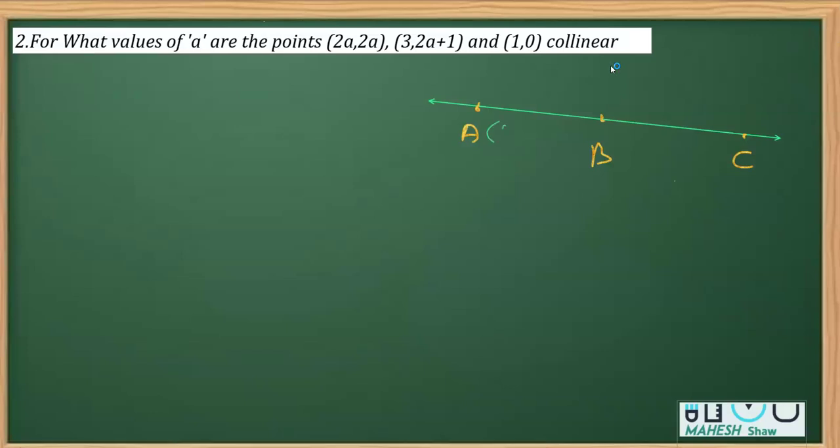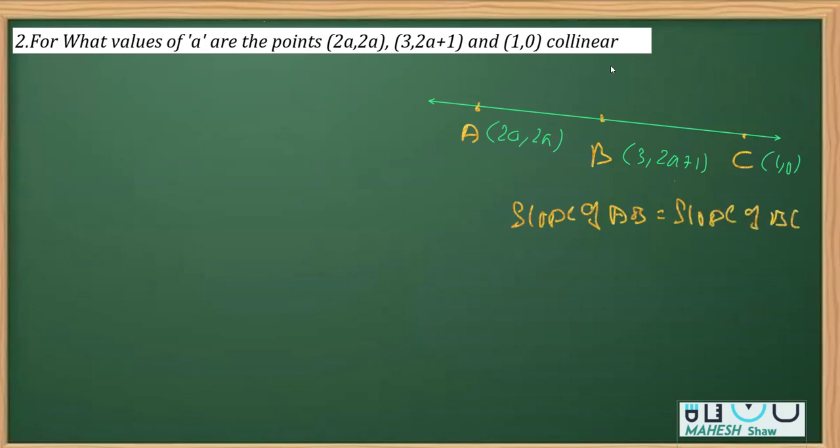Now I can write down the coordinates here. The coordinate of A is given as 2A, 2A. Coordinates of B is 3, 2A plus 1. And for C, it is 1, 0. Since they are collinear, we can say that the slope of AB should be equal to the slope of BC. If I take M1 as the slope of AB and M2 as the slope of BC, then M1 should be equal to M2.